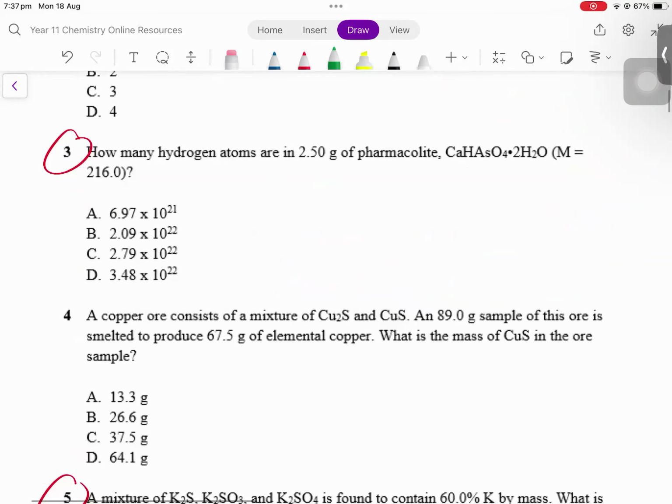Question 3. How many hydrogen atoms are in 2.5 grams of pharmacolite? And luckily they've given you the molar mass, which is good because that's way too long for us to calculate.